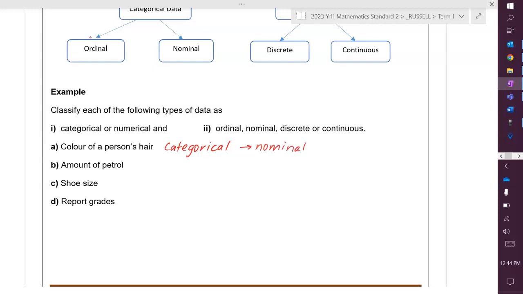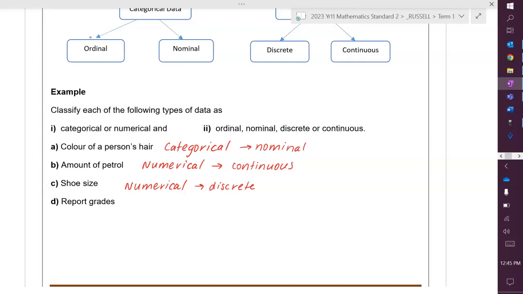The second one is the amount of petrol, so that is a number value, so that is our numerical. And then we need to determine if it's discrete or continuous. And because it is something that is measured, so we measure the liquid in relation to capacity, that is where it becomes continuous. C is shoe size. Again, it's a number, so numerical. And because your shoe size is a direct number, that makes it discrete.